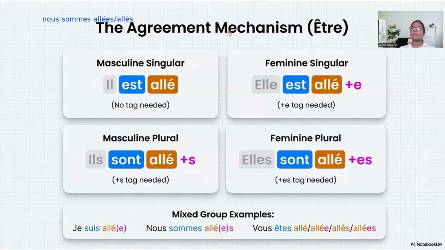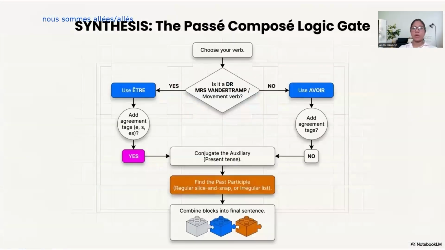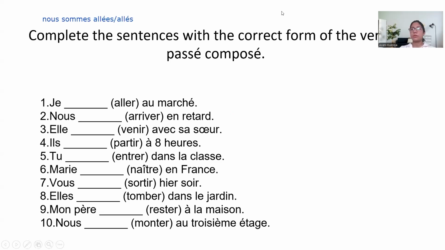Is this clear, everyone? Did you understand? Any question? Because we'll be doing an exercise. Anything? No. All right, so let's move on. Let's do a small activity. All right, so let's start with the exercise. You only have to fill it with être verbs. Now let's try the first one.